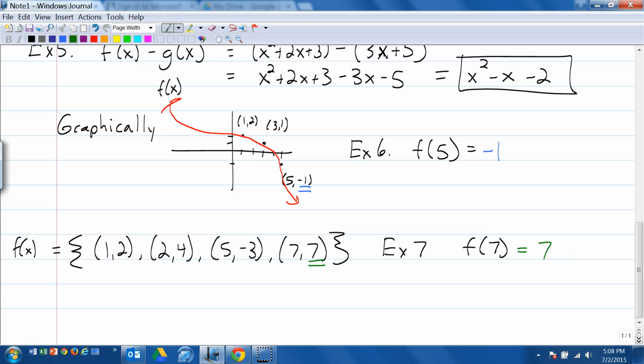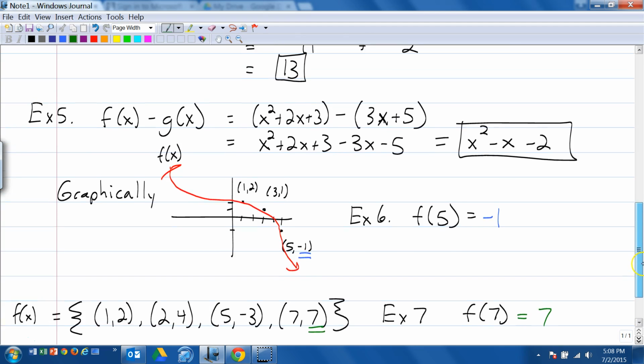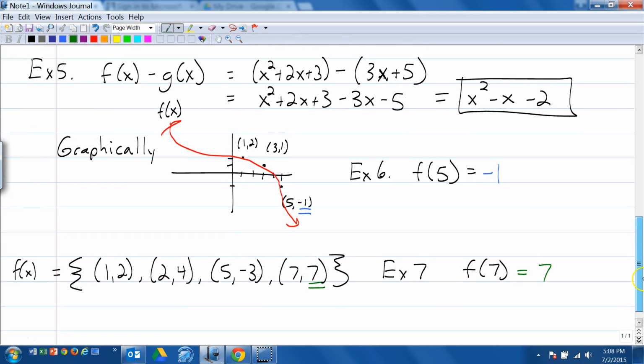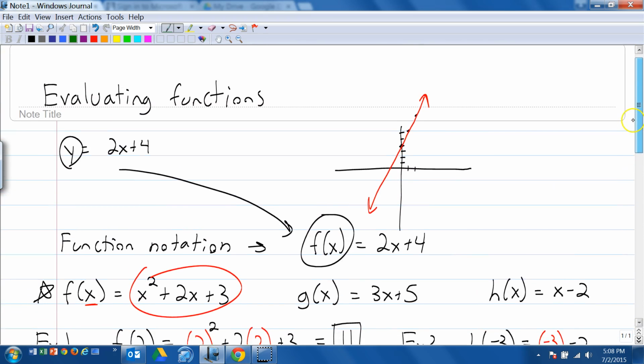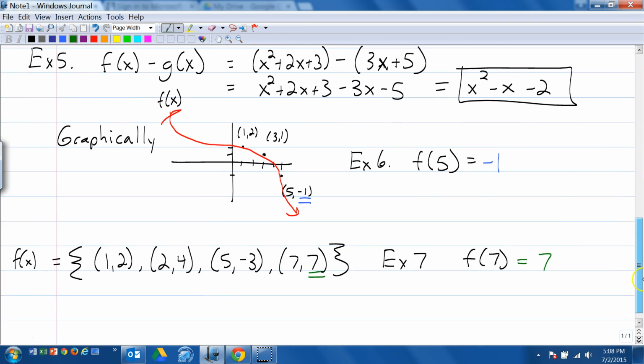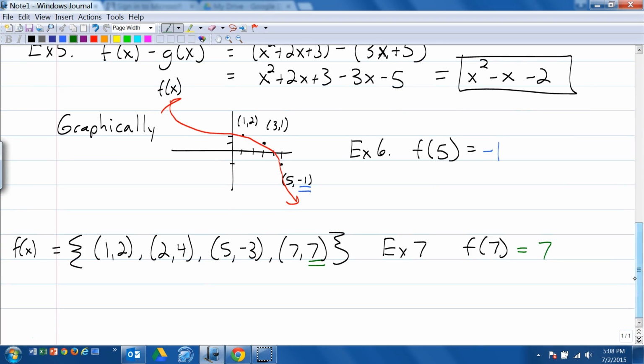It's that simple. Okay, so that is how you evaluate functions. Plug the numbers in, and hopefully you understand function notation. That's the thing that's most important. I don't want you guys thinking that you are multiplying the thing in parentheses. You are just inputting for that. Okay, so anyway, that is evaluating functions.